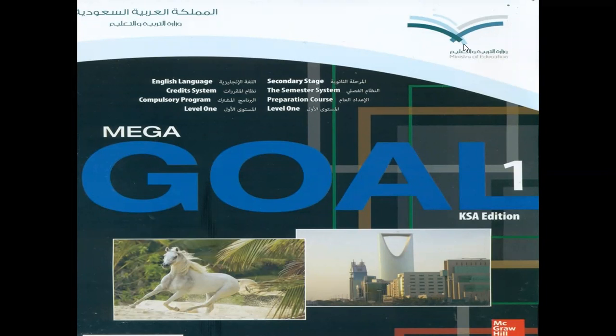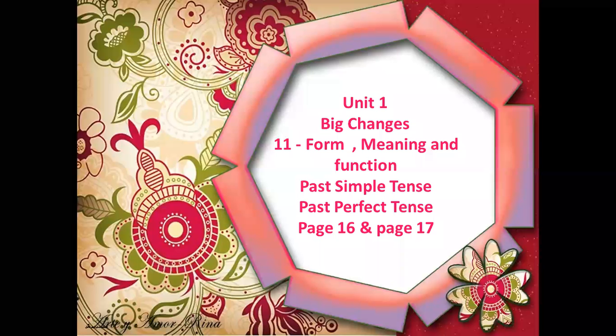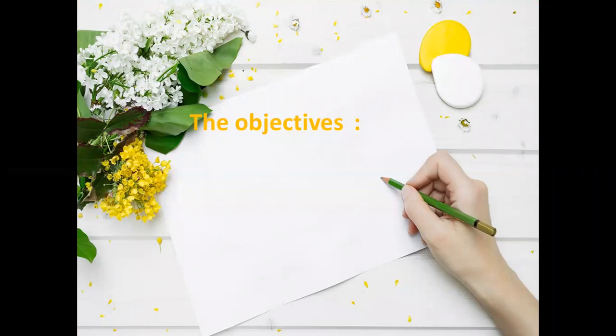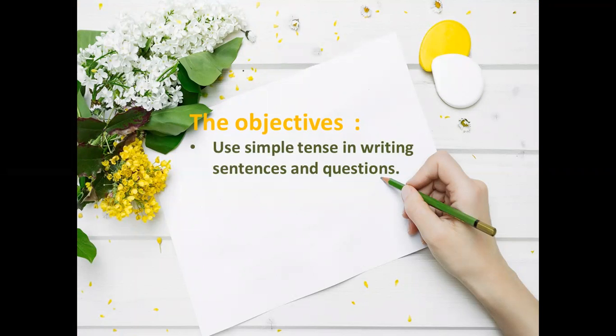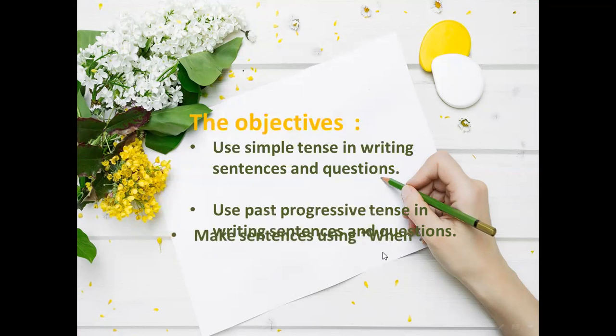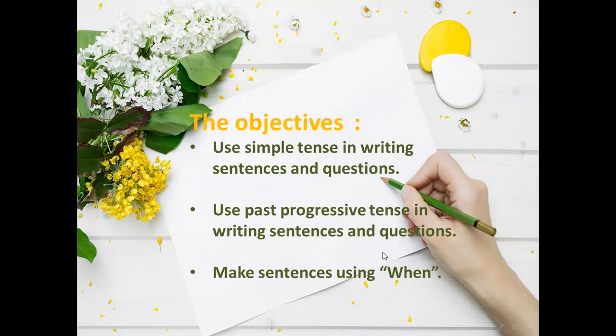Today we will learn Mega Goal 1, Unit 1, Big Changes for Meaning and Function. We will learn today how we use simple past tense in writing sentences and questions. We also use past progressive tense in writing sentences and questions. At the end, we make sentences using when.